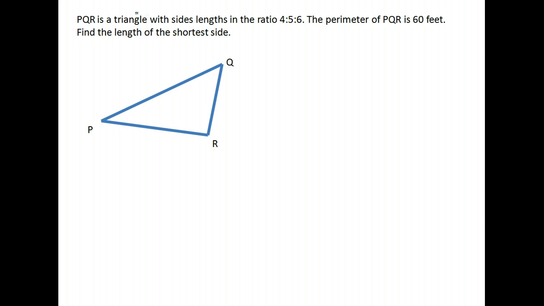Notice this uses a ratio. Okay, PQR is a triangle with side lengths in the ratio 4 to 5 to 6. The perimeter of PQR is 60. Now let's talk about what a few things here mean.